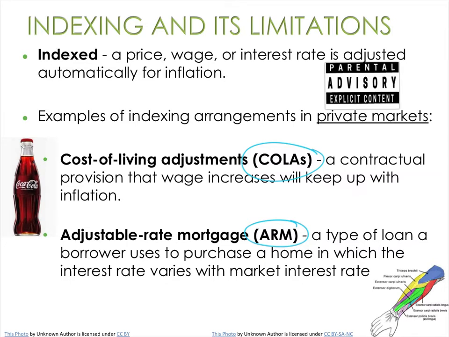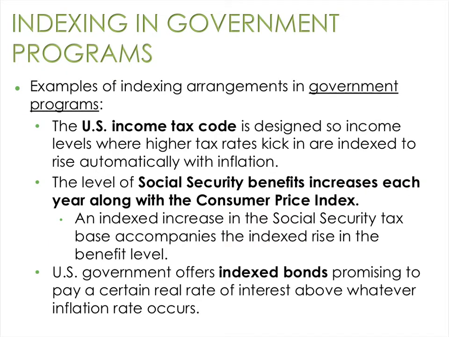And then adjustable rate mortgages are a way for lenders to protect themselves from unexpected inflation by allowing the interest rate to vary directly with inflation. Some examples are the U.S. income tax code is designed so that while a rise in your income might put you into a higher tax bracket, those tax brackets themselves are indexed to inflation so that inflation alone can't kick you into a higher tax bracket. And as we looked at already, Social Security benefits do increase along with the Consumer Price Index each year.